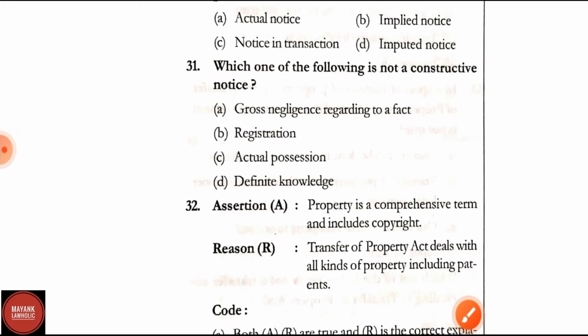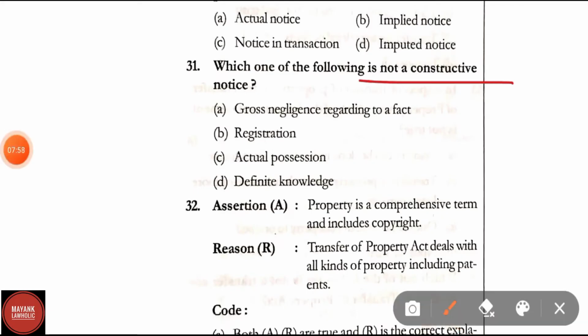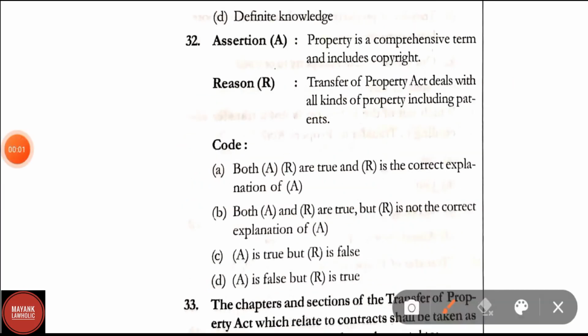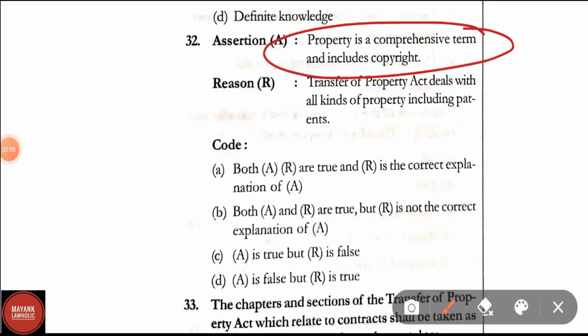Question number 31. Which of the following is not a constructive notice? Options are gross negligence regarding a fact, registration, actual possession, definite knowledge. Definite knowledge is not a constructive notice. So D is the right answer. Question number 32. Property is a comprehensive term and includes copyright. Reason: Transfer of Property Act deals with all kinds of property including patents.